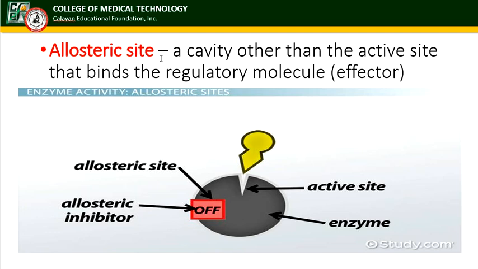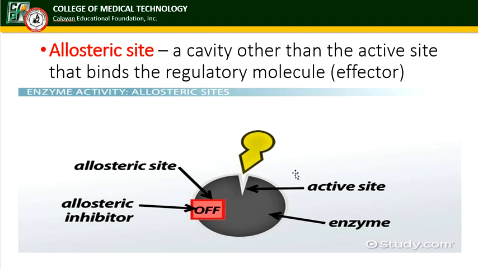So next is the allosteric site. So allosteric site is a cavity other than the active site that binds the regulatory molecule or effector. So ang ating enzyme, di ba, kung saan siya kasya or dun sa active site, dun siya pupunta ng ating substrate. Ngayon, yung allosteric site is another part o kumbaga isa pang slot na kung saan pag may pumuntang inhibitor or ibang substance, mag-i-stop yung ating biochemical reaction at hindi magpo-proceed yung ating substrate papunta sa product.